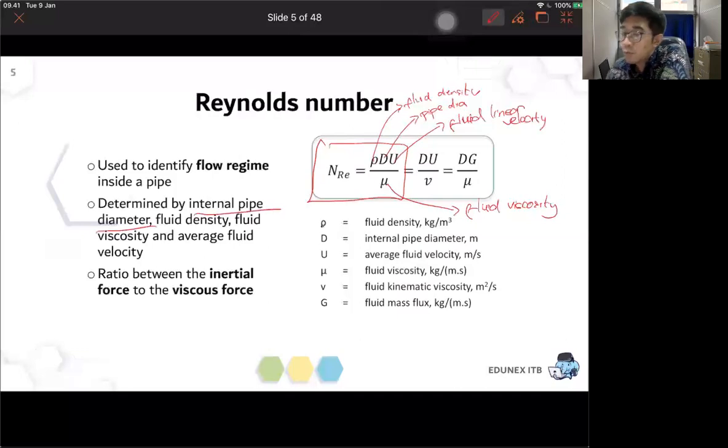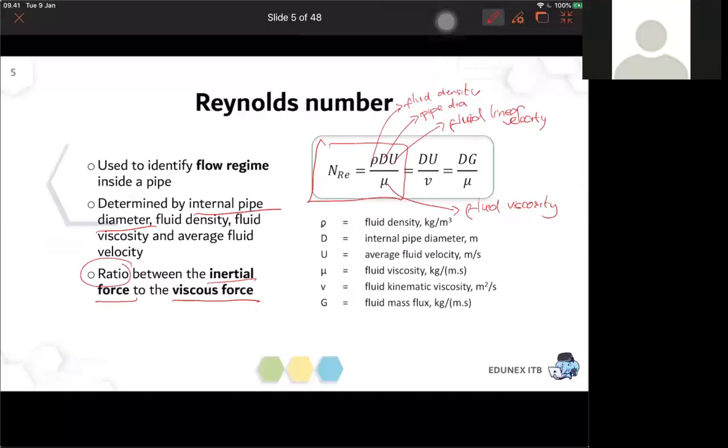And basically, when you check the formula, the Reynolds number actually represents the ratio or correlation between inertial force and viscous force. What is inertial force? Inertial force is force that is influenced by the velocity. Ya, jadi gaya yang diakibatkan oleh gerakan fluida, karena fluidanya punya kecepatan.